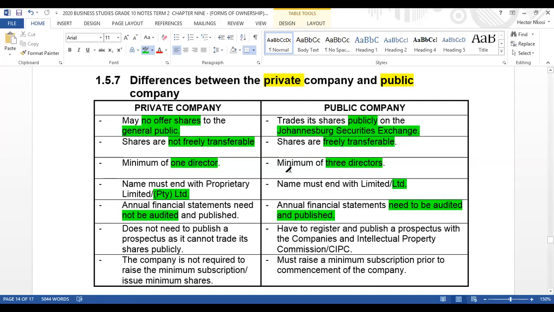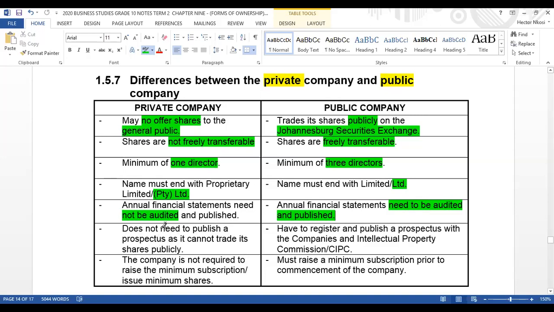Then again, under private company, it does not need to publish a prospectus as it cannot trade its shares publicly. That's what I've just explained now. Because here we're not offering our shares to the public, therefore you do not have to publish your annual financial statements and your prospectus. Remember, in those prospectuses, you also get annual financial statements. Here, you're not obliged because it's more internal, right? So it cannot trade its shares publicly, right?